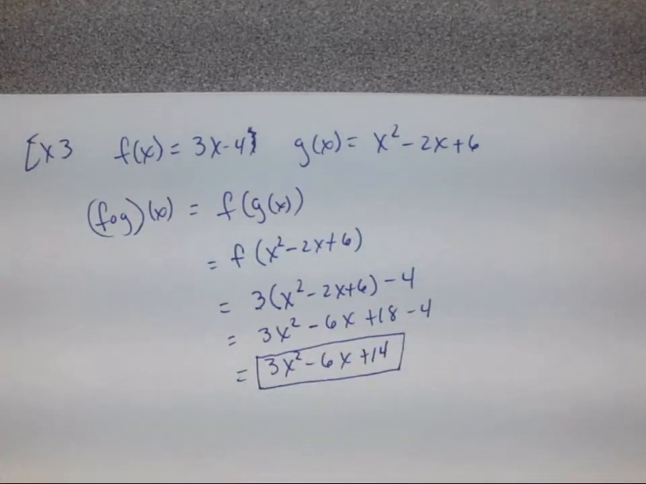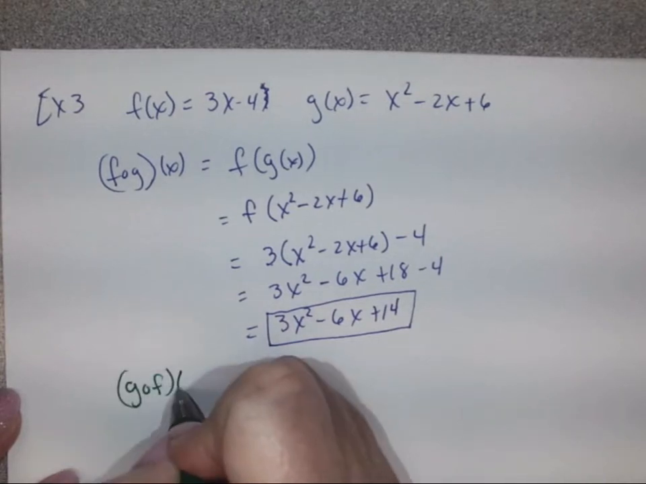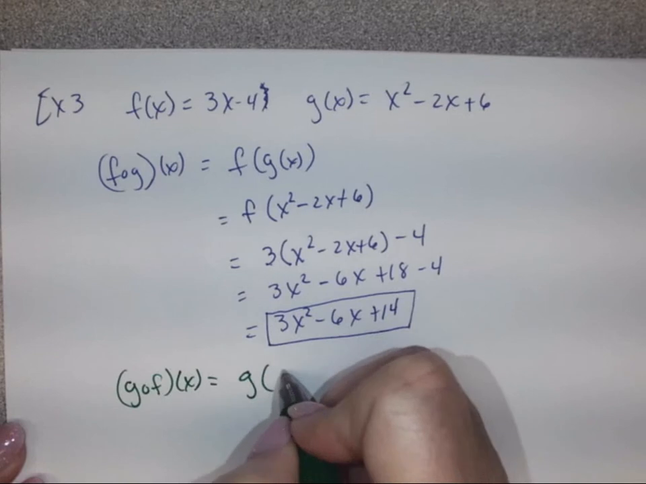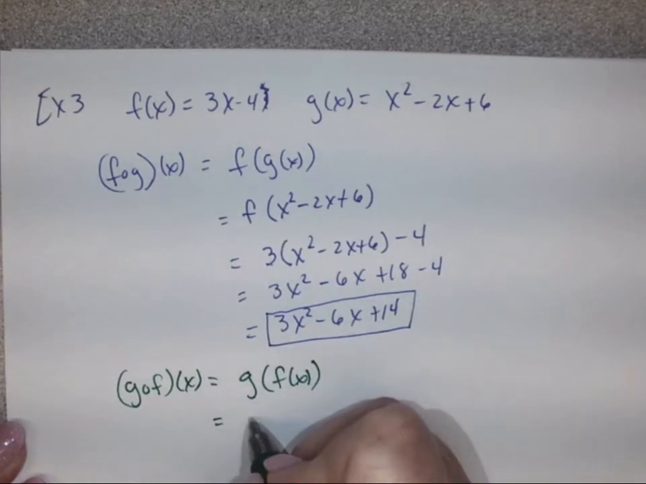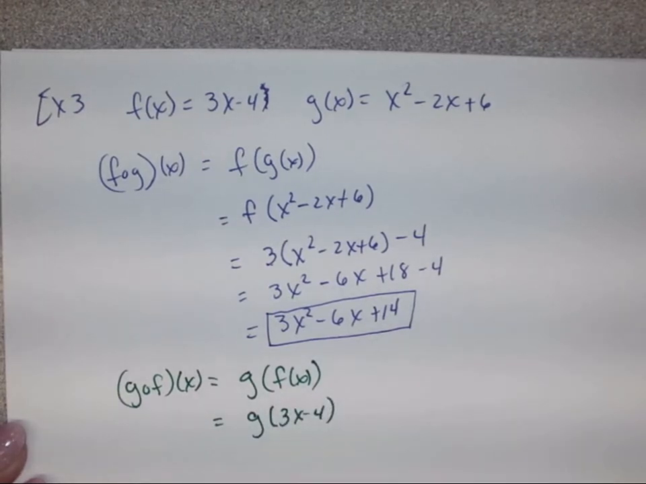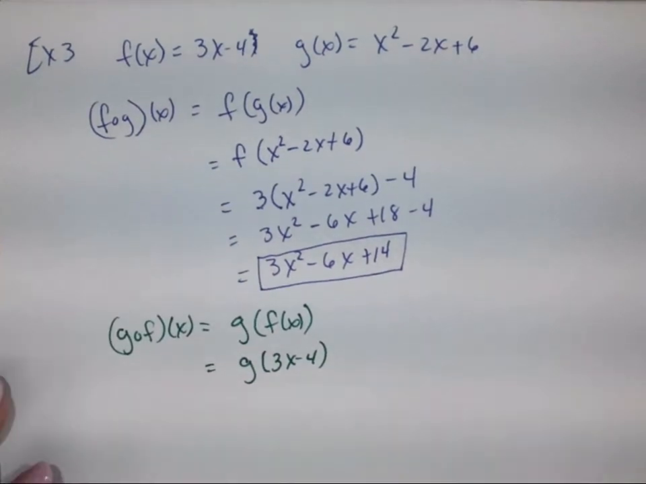So they look complicated, but you're really just plugging in, instead of a 2, you're plugging in an x squared minus 2x plus 6. All right, let's go the other way. So what if we do g of f of x? So that means we have g of f of x. So that would mean we would have g at the f of x, which is 3x minus 4. So we're just plugging in this entire function right there.